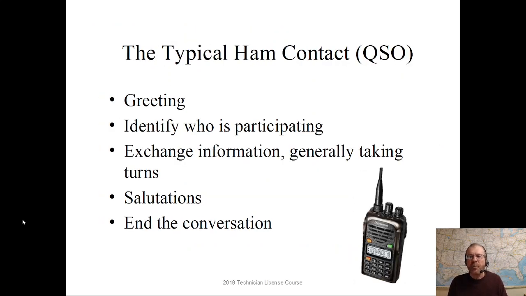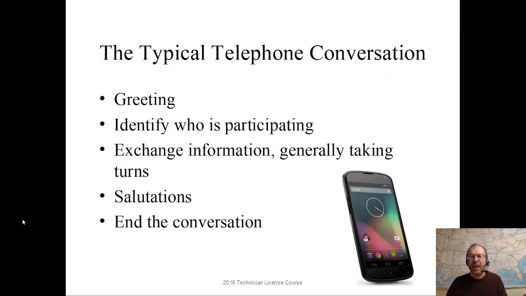Let's start with a typical telephone conversation versus a typical ham contact. In the typical telephone conversation, we start with a greeting. Hello, this is Pat. And then whoever I'm talking to identifies themselves. We exchange information, generally taking turns. We don't both talk at once. And then we have salutations, hello, goodbye, and end the conversation.